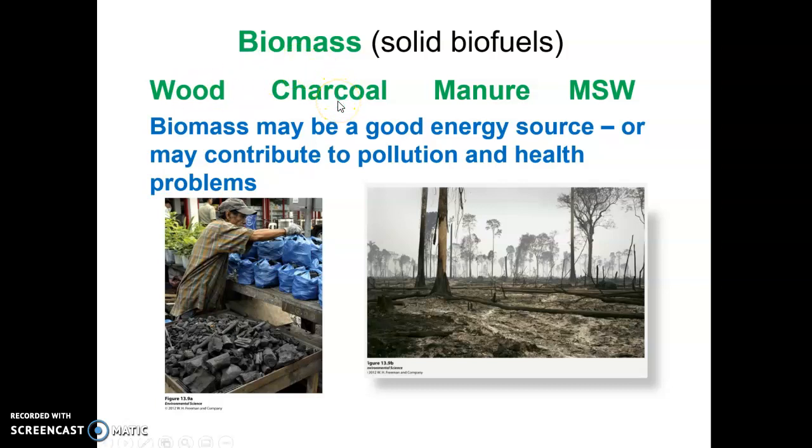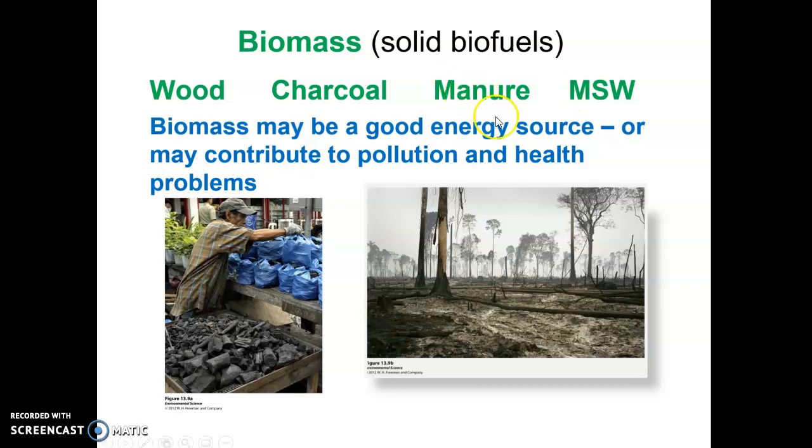Charcoal is not like coal. It's not a mineral. Charcoal is a product that is made by burning wood and condensing the energy into a smaller, more dense unit called charcoal. Manure is the fecal material of chickens and other animals such as cows and pigs that can also be burned for fuel. And municipal solid waste is trash, and that's where the vast majority of our trash goes. It is converted into electricity by burning it.